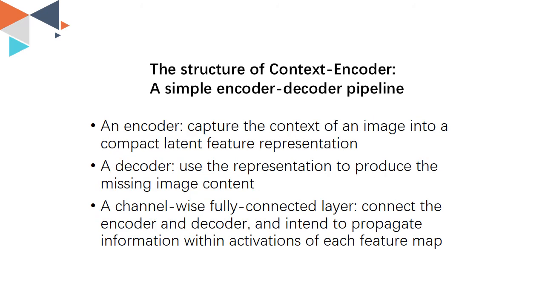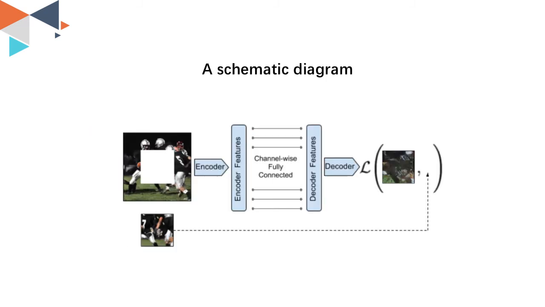Now let's look at the structure of the context encoder. It can be seen as a simple encoder-decoder pipeline. Firstly, there is an encoder, used to capture the context of an image into a compact latent feature representation. Secondly, there is a decoder, which uses the representation to produce the missing image content. Finally, there is a channel-wise fully connected layer connecting the encoder and decoder, intended to propagate information within the activations of each feature map. And now we can see the schematic diagram.